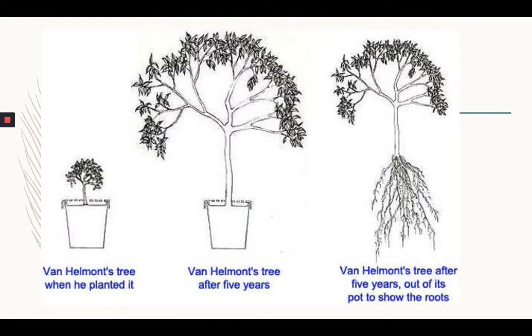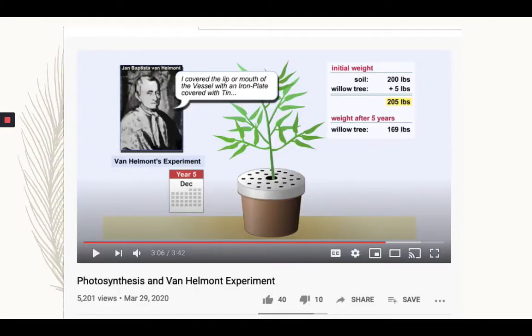So this is Van Helmont's tree when he planted it. This is his tree after 5 years, and the tree after 5 years out of its pot to show the roots. So here we've got the video about photosynthesis and Van Helmont's experiment. Let's watch this one.